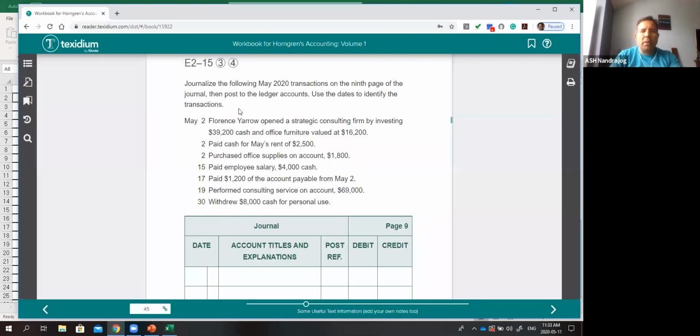Let's look at what's the second transaction. It says paid cash for May's rent of $2,500. Okay, so we are paying the rent. Now rent is an expense. So an expense is debited. Remember, we always have to write the debit entries first and then the credit entries. And the total of all the debits has to be equal to the total of all the credits. So if we are paying cash, that means our cash is going down, which means that needs to be credited. And the rent expense is going up. So we have to claim the rent expense and pay it with cash.